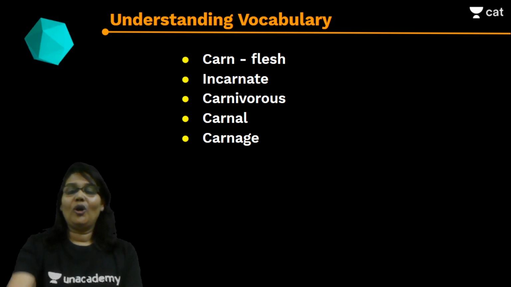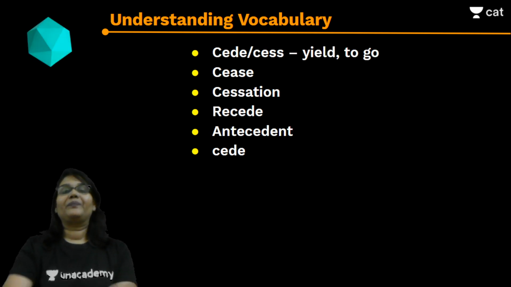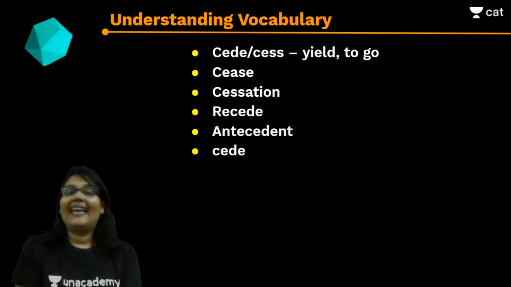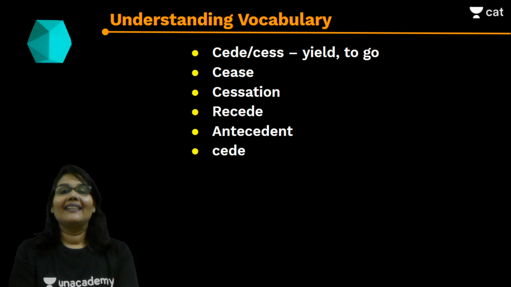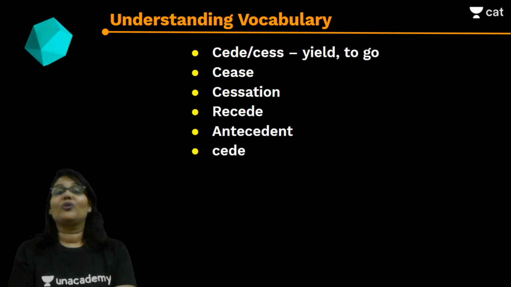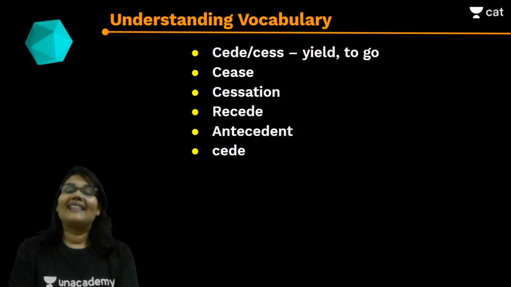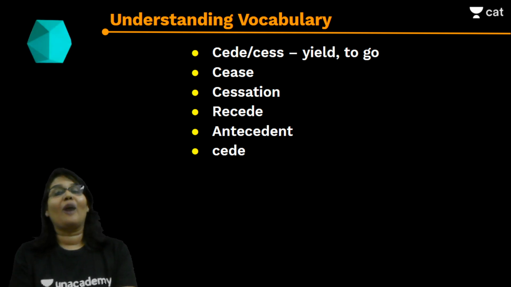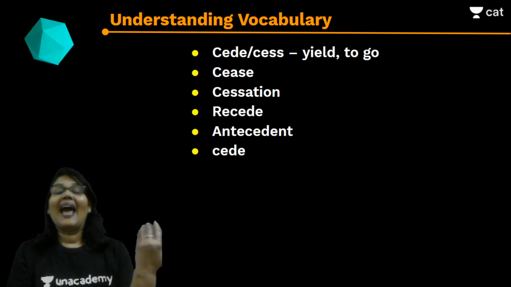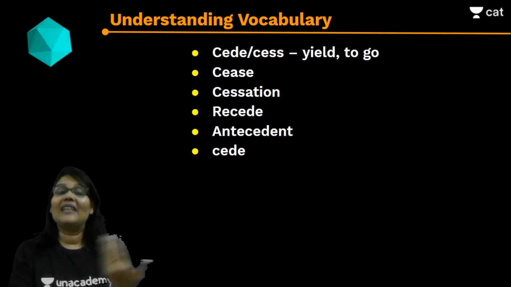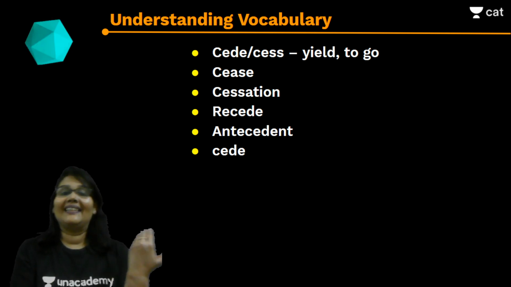Okay, let's go to the next root word. CEDE or CESS, which means yield, to go. Right. Now let's look at the words which can be derived out of these. First you have cease. Cease means to stop. Cessation. Cessation also means to stop. Okay. Recede means to go back. Antecedent. Antecedent is when we go back to our forefathers.